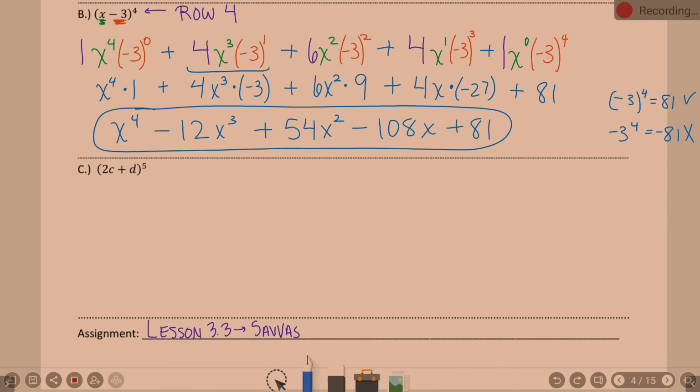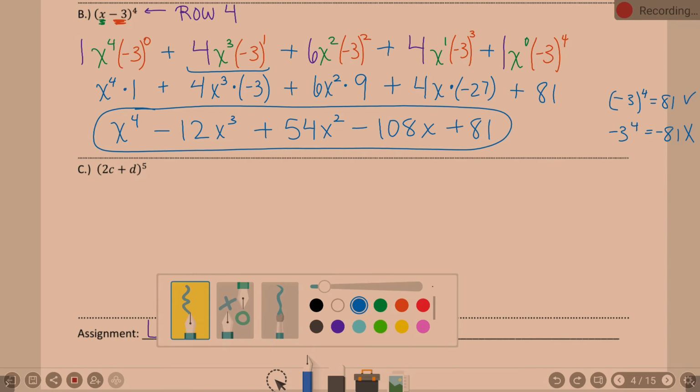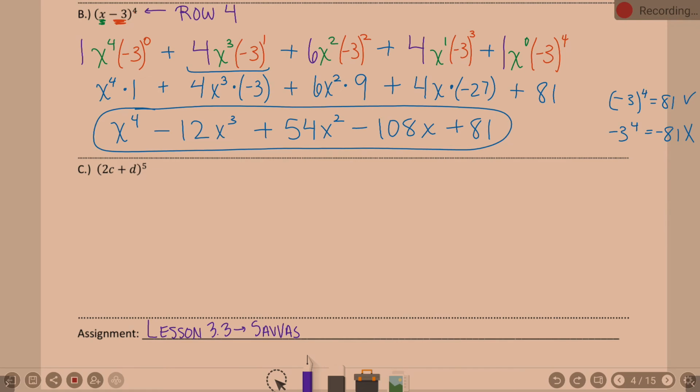2c plus d raised to the fifth. What can you tell me? Okay. I have a power of 5, so I need row 5. You have your triangle, yes? Grab row 5. 1, 5, 10, 10, 5, 1.